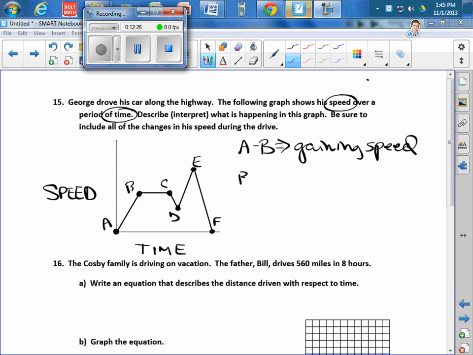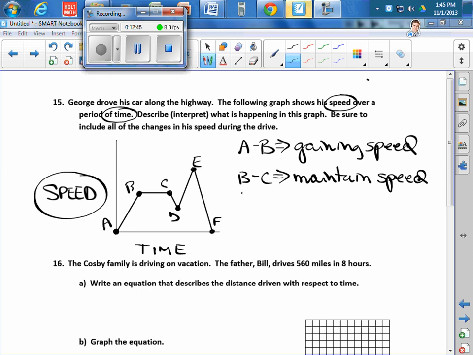From B to C, what's going on? Is he stopped here? No, we're talking about speed here. So what's happening to his speed? Is the speed changing? No, he's maintaining his speed. It's all about speed here.